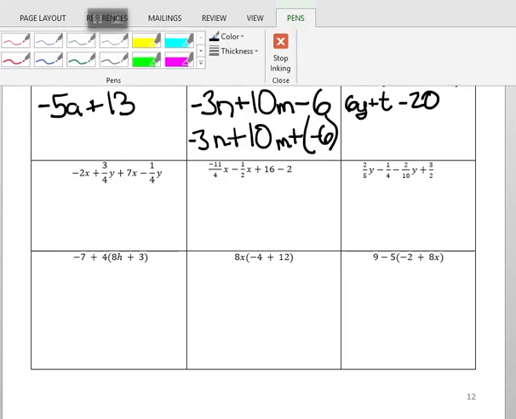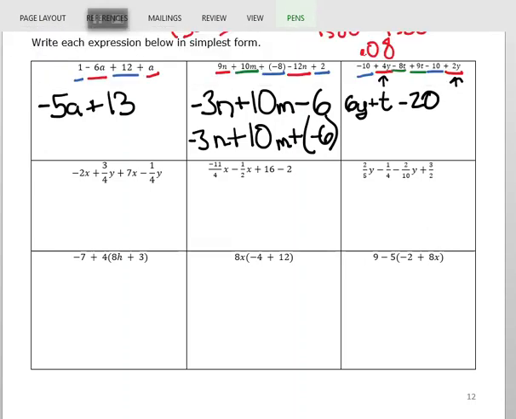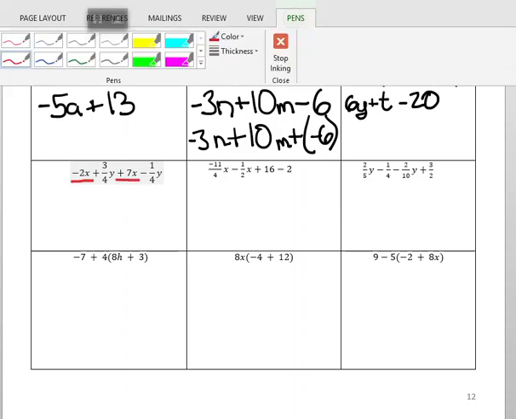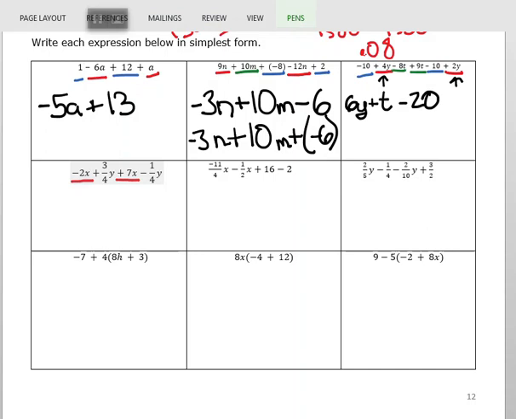Moving on. And this is where you guys start to go, oh my God, fractions, I can't do it. And I know that you can, so we're going to really work hard on this. Negative 2x can be combined with positive 7x. And 3/4 y can be combined with negative 1/4 y.